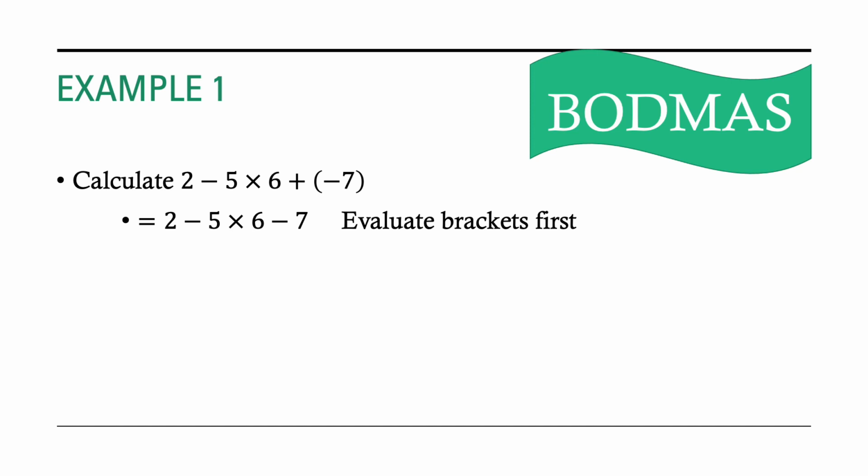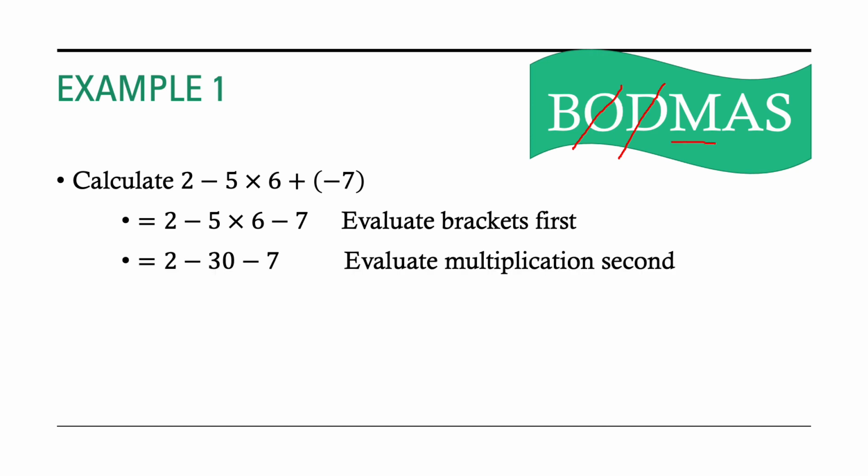The next step is telling us to look at the order. However, there's no powers in this equation, so we don't need to do it. The same thing will apply to the D, because we aren't dividing anything in this equation either. However, we are multiplying, so our next step will be to multiply 5 and 6, and that will give us 2 minus 30 minus 7. And then from then, we can subtract what we need to. 2 minus 30 minus 7 will give us minus 35.